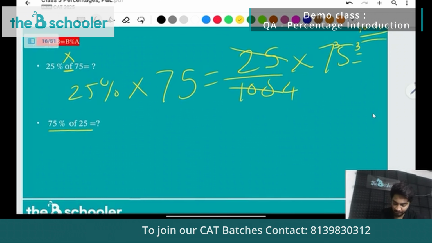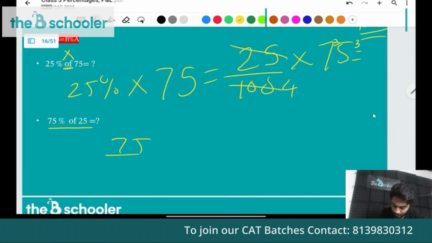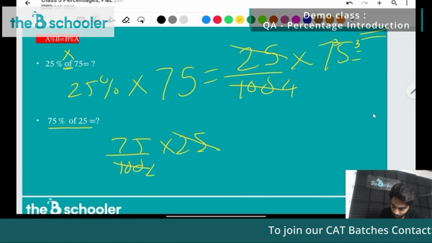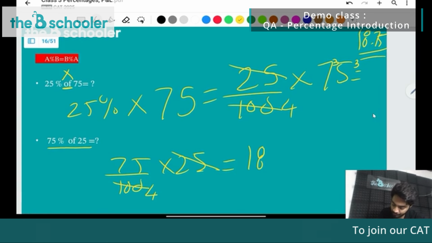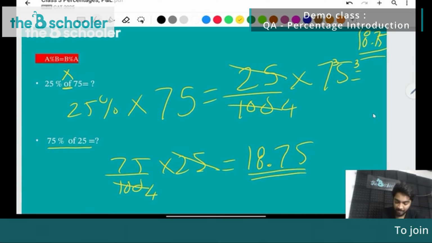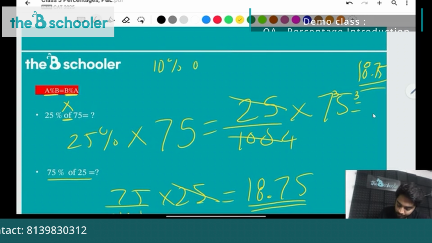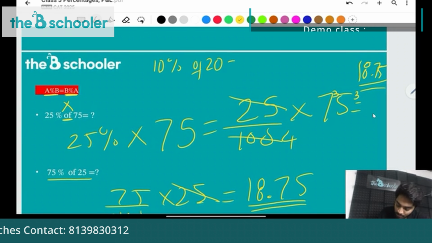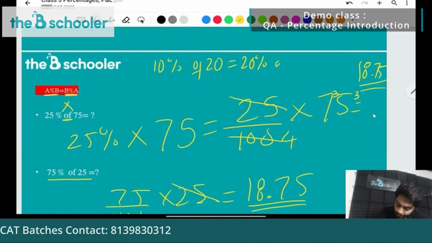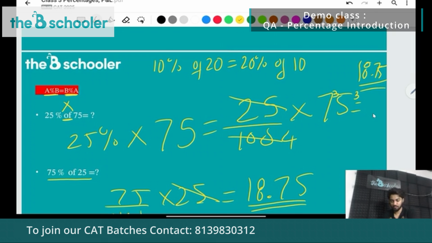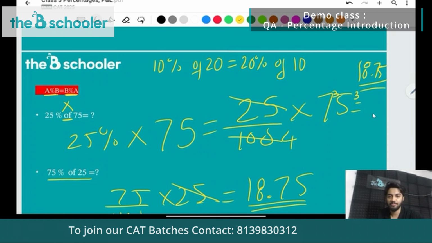Now what is this? 75 percentage of 25. The other way. So again, same, 75 by 100 into 25. You can cancel this 25 and this 100. You will get 4 here. You will again get 75 by 4, which is 18.75. That means a percent of b is equal to b percent of a. That is, 10% of 20 is also equal to 20% of 10. Clear? Is the concept clear?